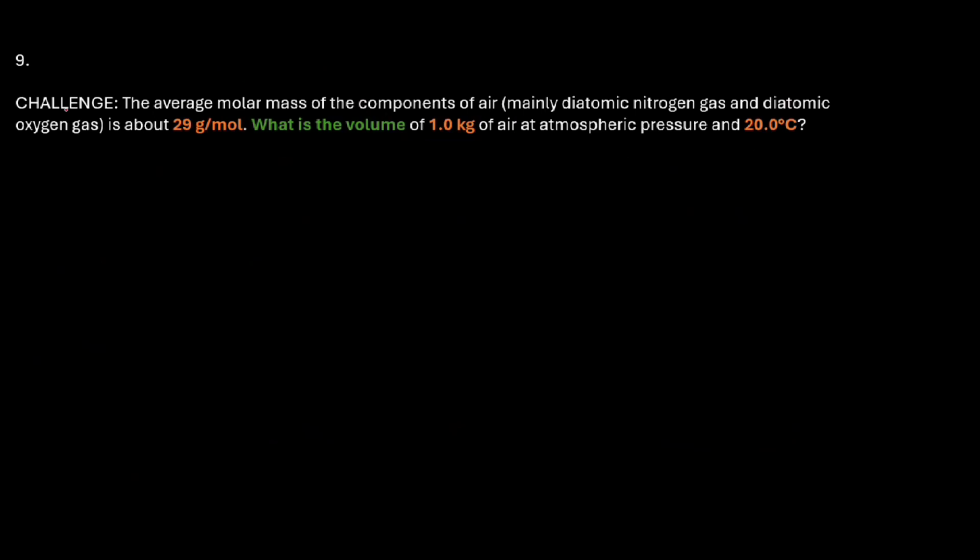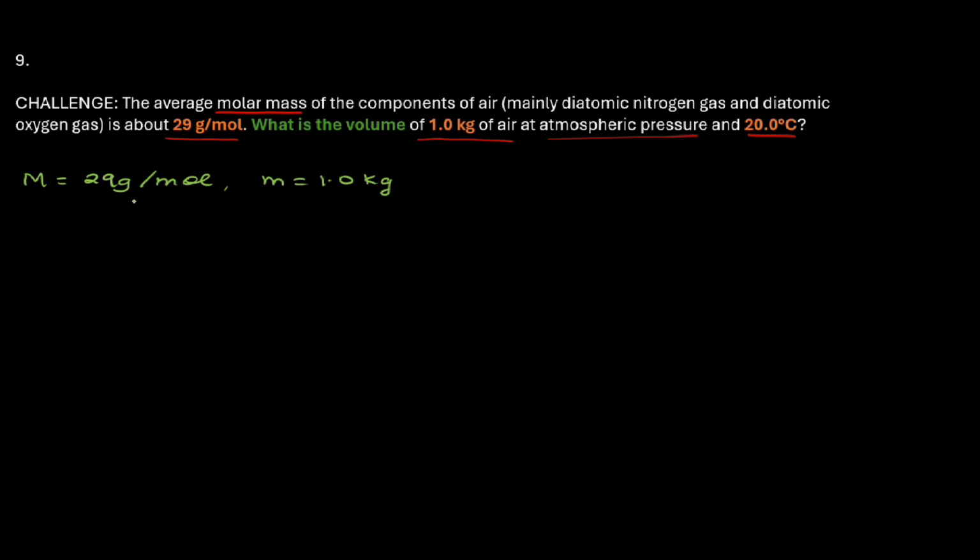Question 9, challenge question. The average molar mass of the components of air, mainly diatomic nitrogen gas and diatomic oxygen gas, is about 29 gram per mole. What is the volume of 1 kilogram of air at atmospheric pressure and 20 degrees Celsius? So let's first write down what is given to us. I have the molar mass of air, which I write as capital M, 29 gram per mole. Then we have the mass of the air, m, which is 1 kilogram.